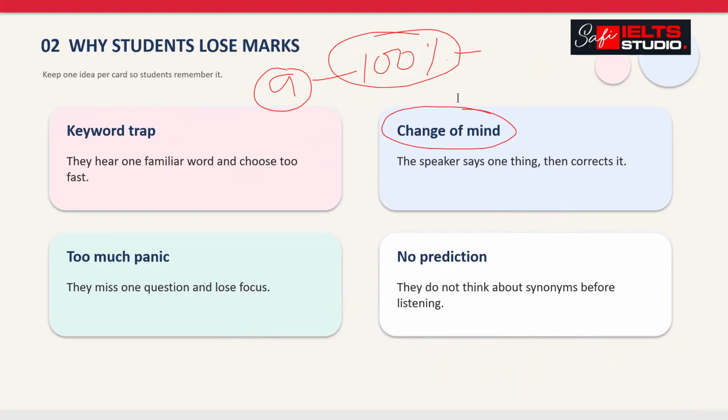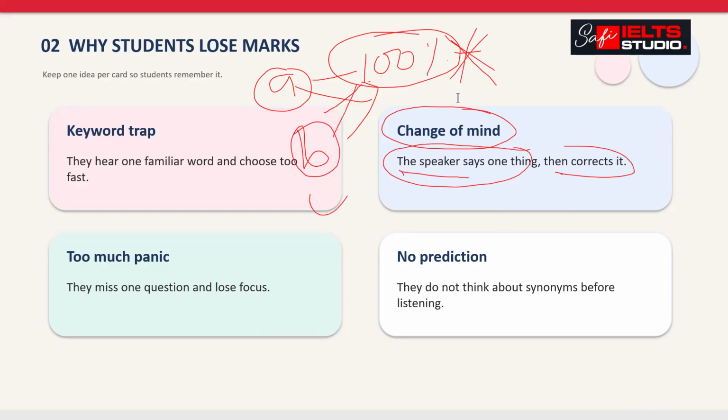But later on, what happens? He changes his mind. When he changes his mind, the previous option number one information that he provided you is now incorrect. Now he will provide you the information that can be B or C or D. So the speaker says one thing, then corrects it. First of all, he says the first option. So make sure, as I told you, final words always win.